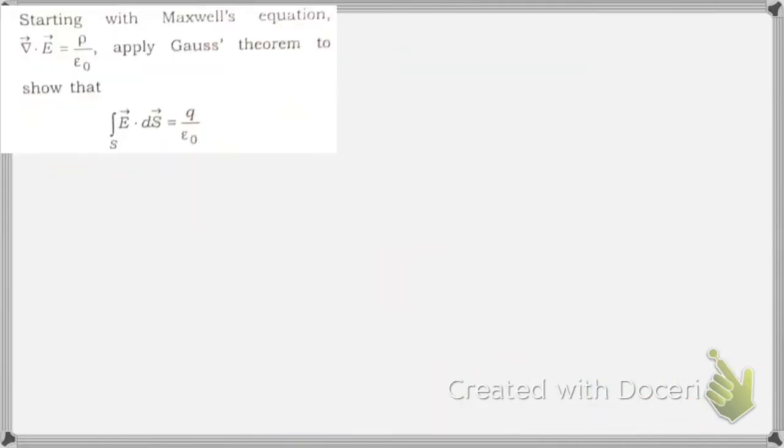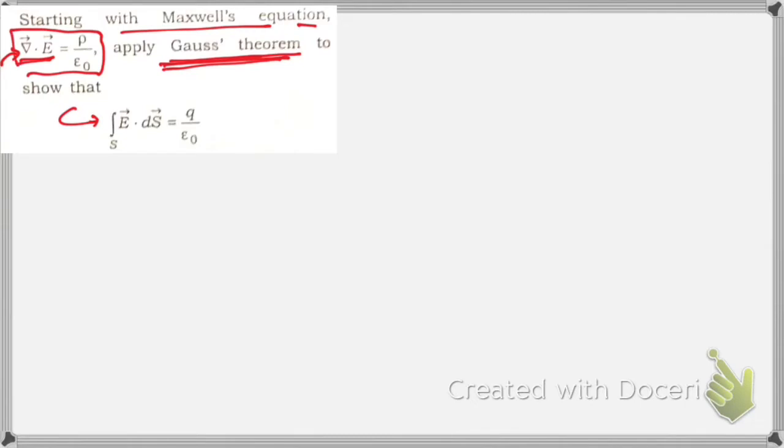Now starting with the Maxwell equations. This is the Maxwell equation. Apply Gauss theorem, that means here they are talking about the Gauss divergence theorem, to prove this. This is the differential form of one of the Maxwell equations, and this is the integral form. So we need to prove this one from this equation. Now let me show you.